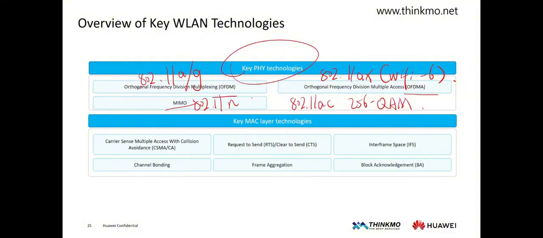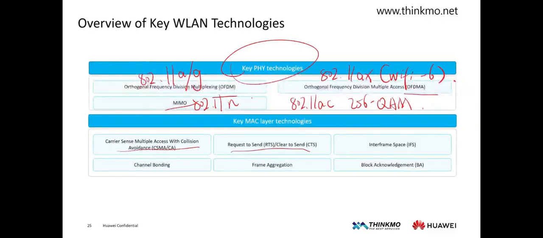In addition, there are several technologies at the MAC layer. The first one is called CSMA/CA, which stands for Carrier Sense Multiple Access with Collision Avoidance. Before sending data, the device first listens to check if the channel is free. If the channel is busy, it delays sending to avoid data collisions.